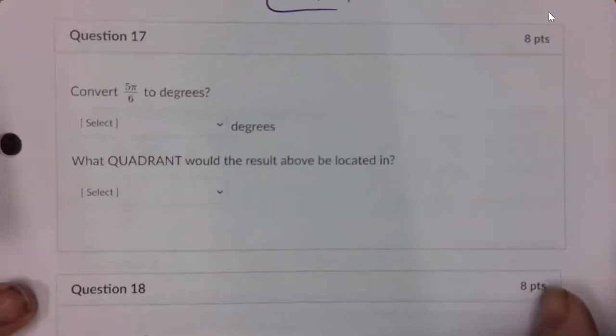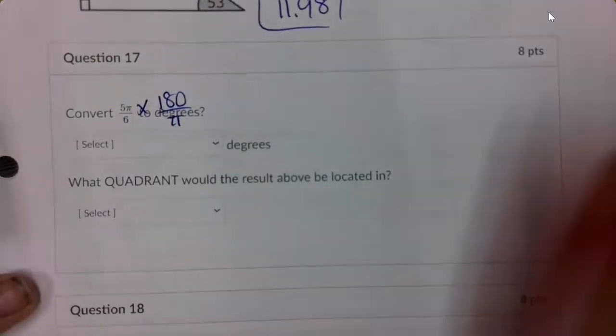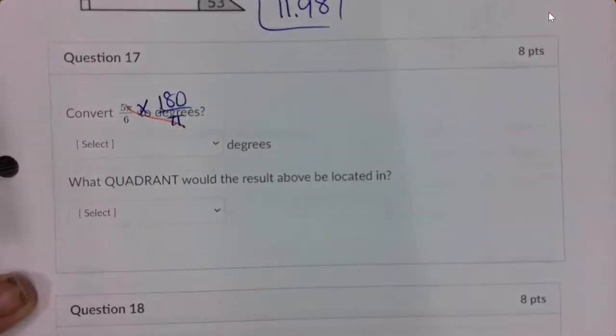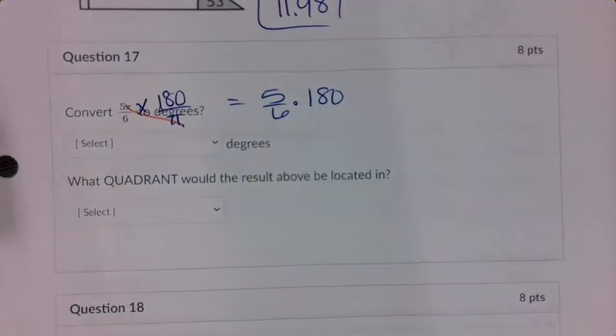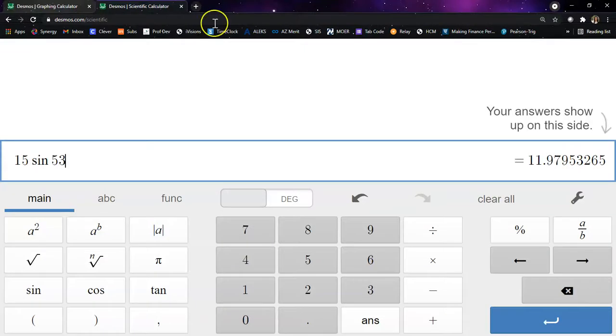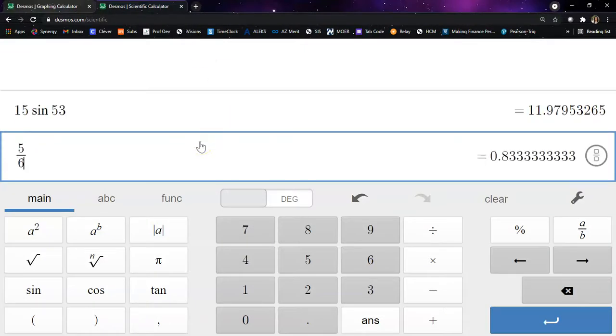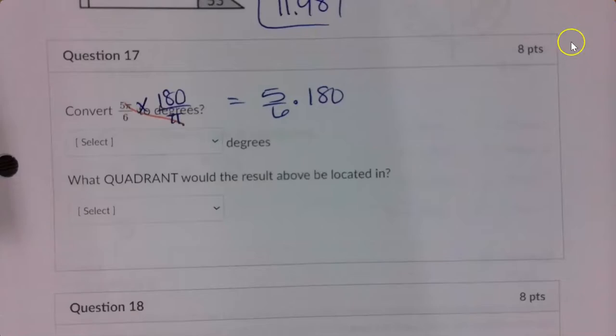Number 17, I'm converting to degrees, so I want to multiply by 180 over pi. This will cancel the pi's out, so I have 5 over 6 times 180. I can go type that into Desmos, which gets me 150. So that's my first answer.